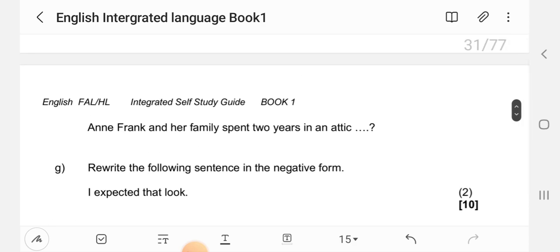And then rewrite the following sentence in the negative form. I expected that look. So you can say I didn't expect that look. So that is in a negative form.